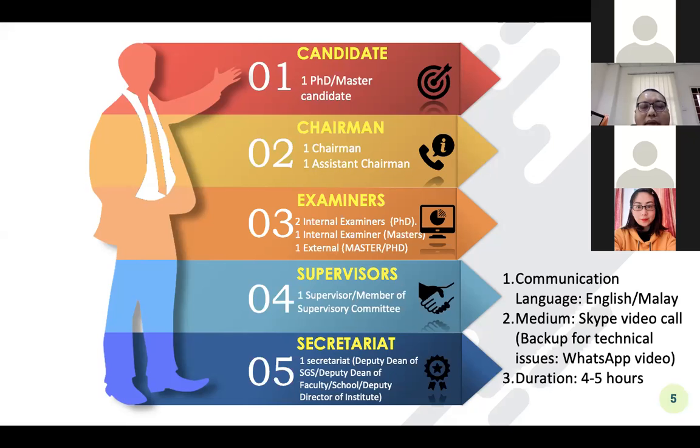Normally the external will not come, so we can proceed with the viva with the two internal examiners. Let's say one internal examiner cannot come, and we have one external examiner, we can still proceed. So of these three, at least two. But for masters, the internal examiner needs to come.